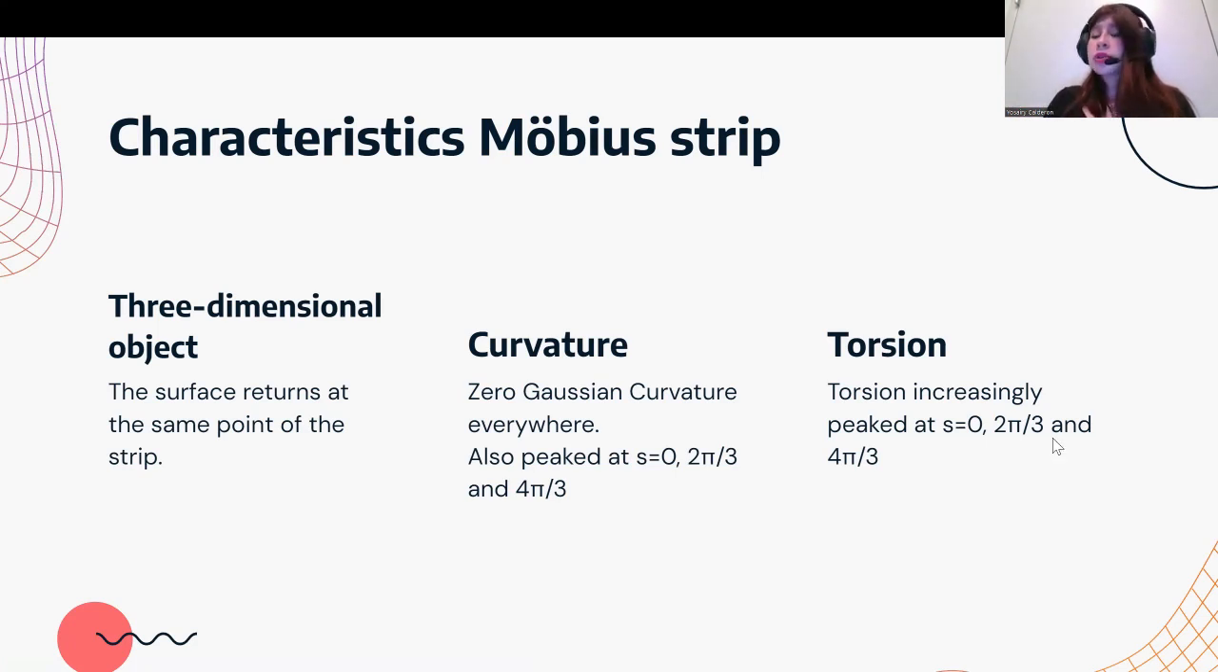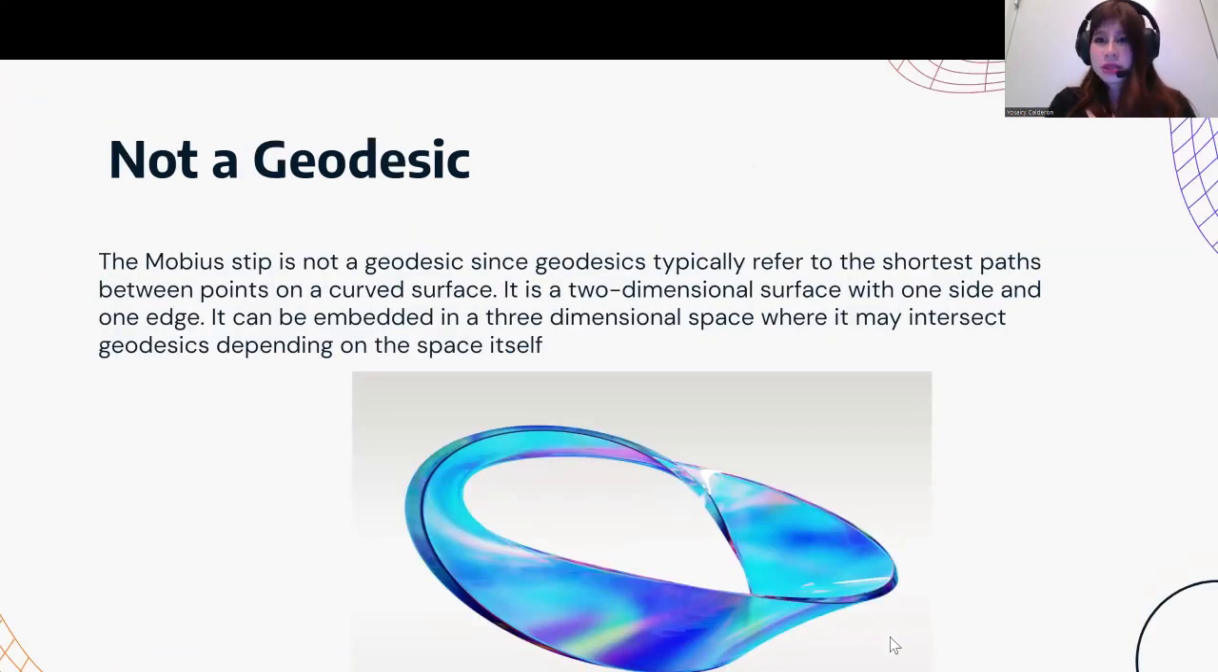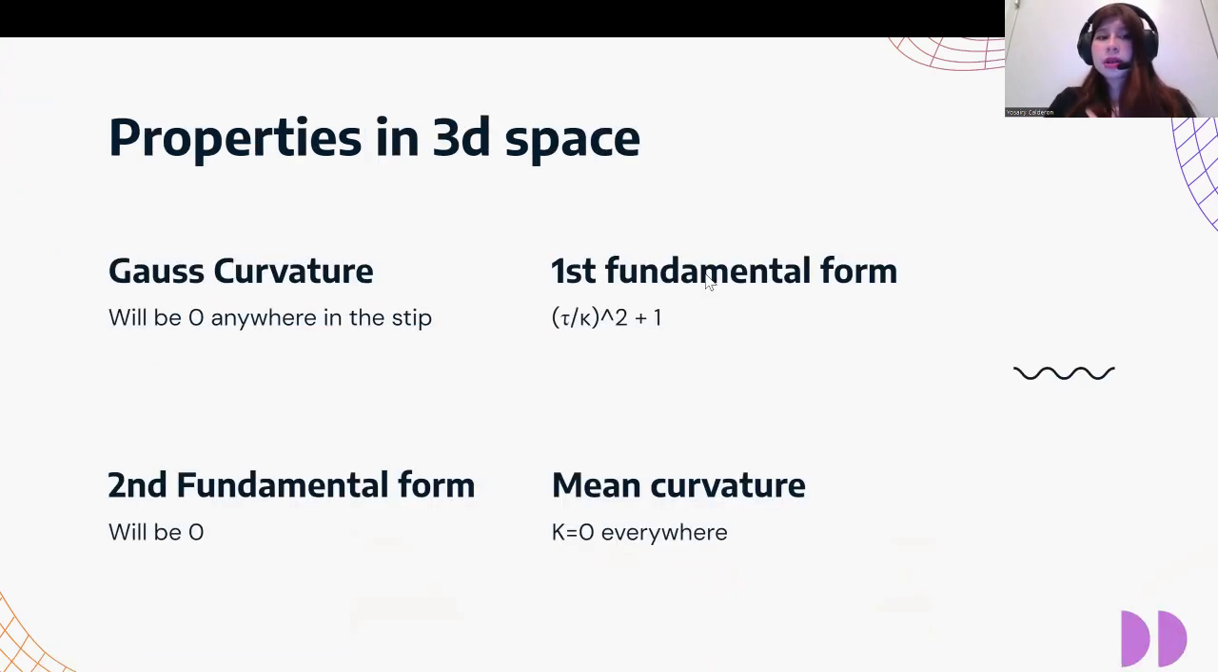Torsion is also at 0, and it only peaks at 2 pi divided by 3 and 4 pi divided by 3. It is not a geodesic because geodesics typically refer to the shortest path between points on a curved surface, and it is a two-dimensional surface with one side and one edge. It can be embedded in three-dimensional space, or it may intersect geodesics depending on the surface itself. It is in 3D space.